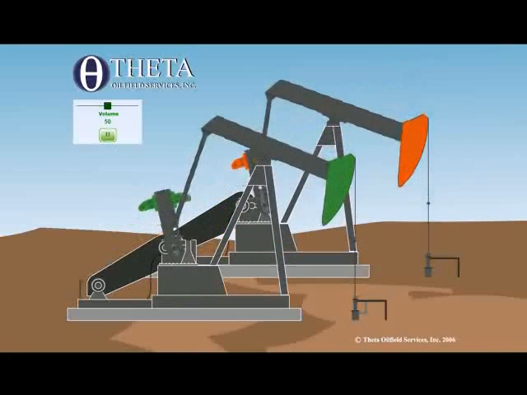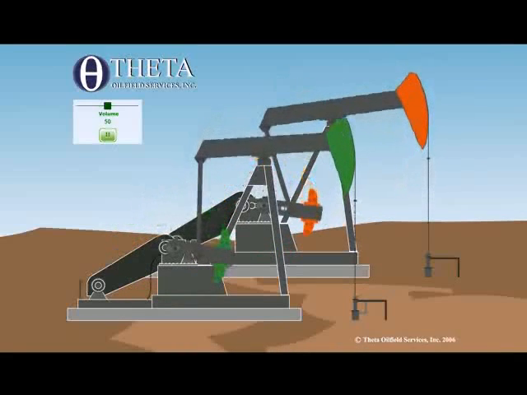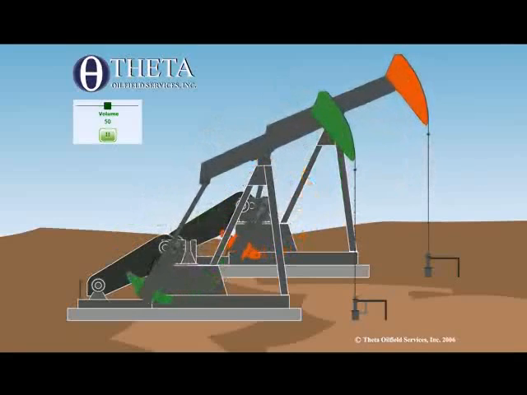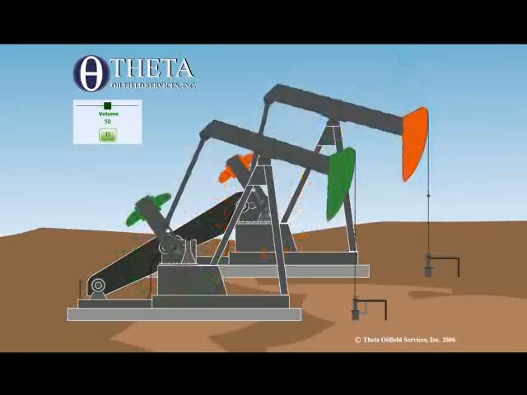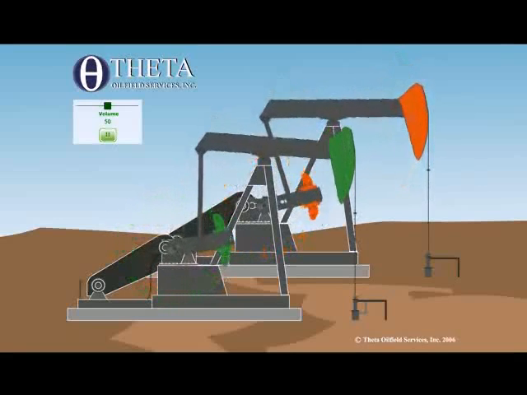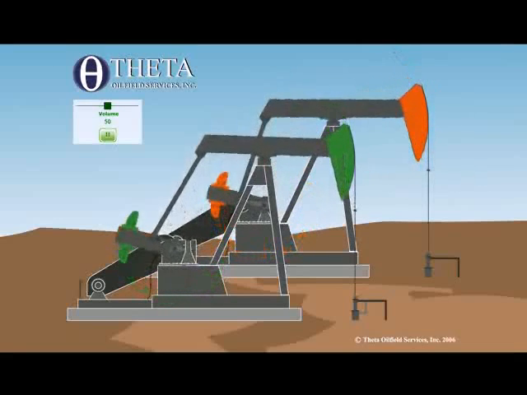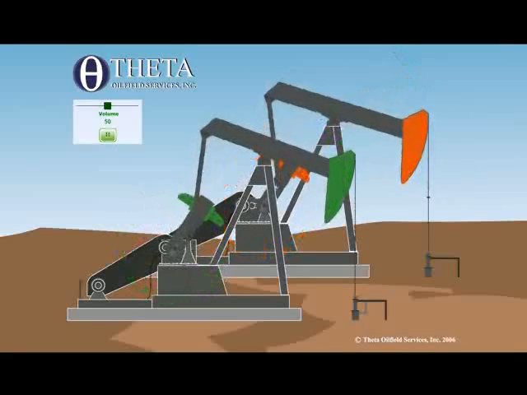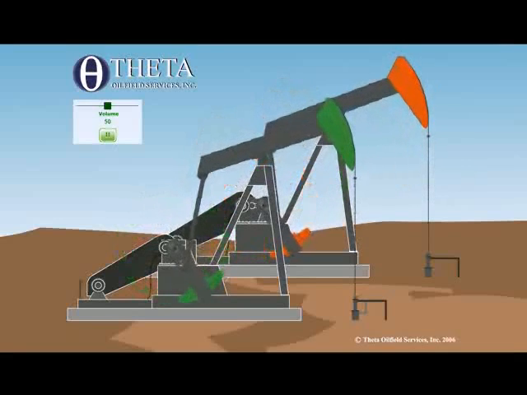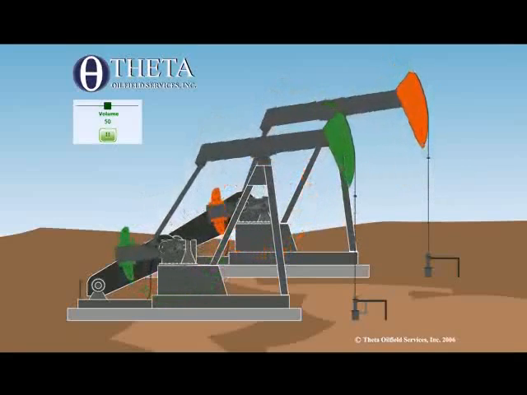This is a reverse mark versus a conventional. Now you can clearly see the differences here between the reverse mark and the conventional. The conventional is the one in the back with the orange horse head, and the reverse mark is the one in the foreground with a green horse head. You can see the pitman arm angle.